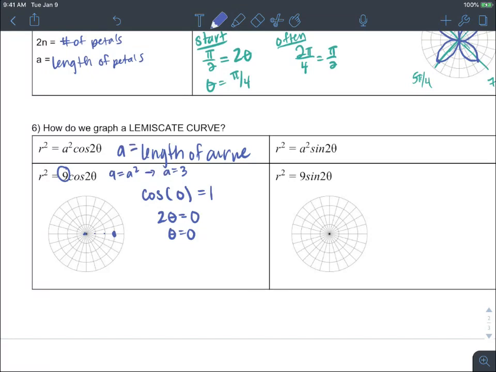And then let's take our 2 pi and divide it by 2, since that's our n value. And I get pi. So at pi, 1, 2, 3. This is like a 2-petaled rose, kind of. Okay, so it starts here and makes a kind of infinity sign.